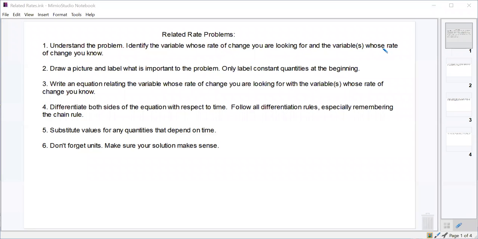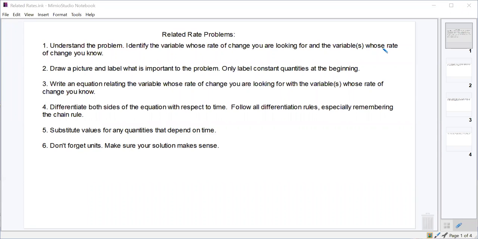And as you draw and label your picture, it's very, very important that you do not label any values that are changing. So if I say that a car is driving at 20 miles an hour and that at some certain time it's 5 miles away from somewhere, you can't label the distance as 5 because that distance is changing. At some particular instant it's 5, but the car is moving at a rate of 20 miles an hour, so that distance is changing.